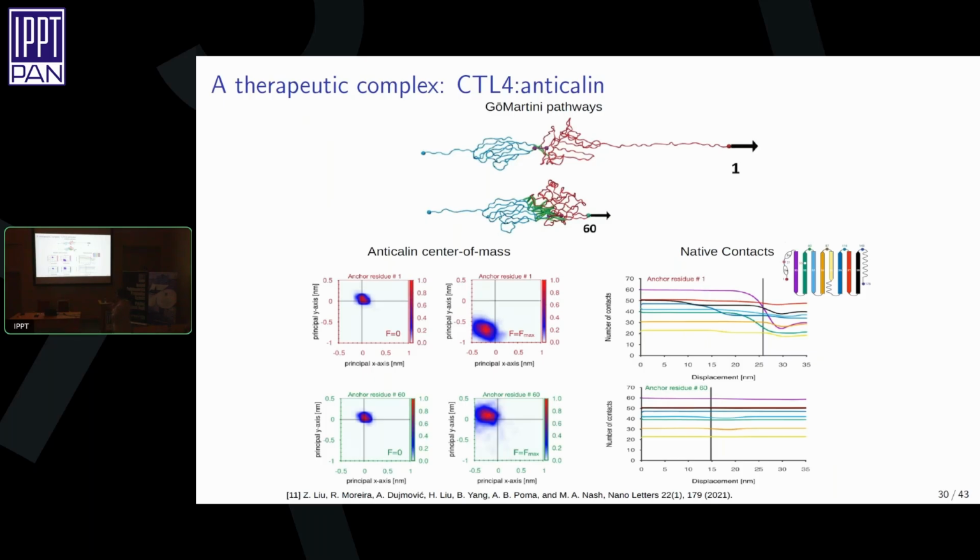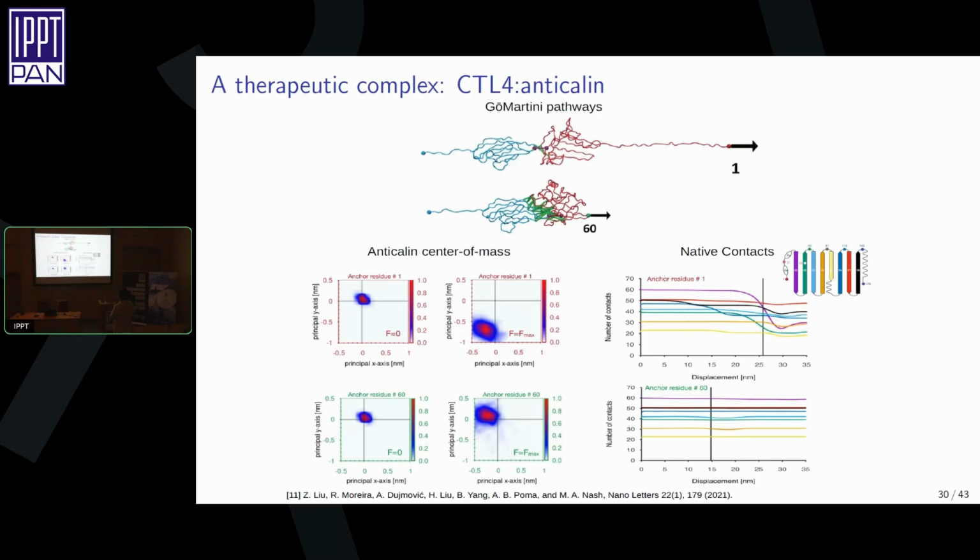Since we also have control over the different pathways, we can repeat this several times and gain some statistics on the process. And if you remember, this was the cartoon of the secondary structure of the protein. Each of the beta segments of the protein is colored, and each one has a set of native contacts in the model, right?